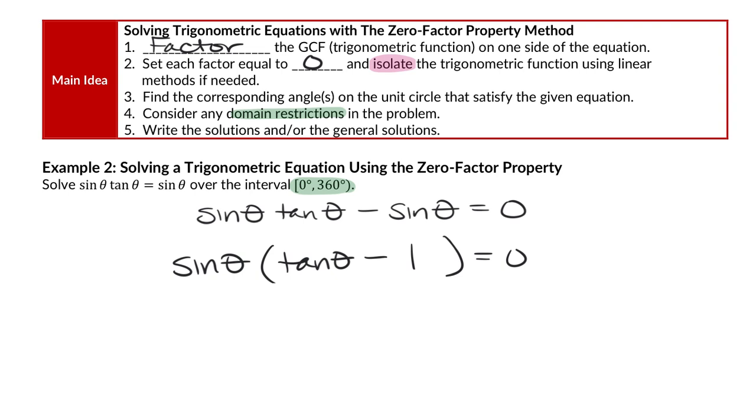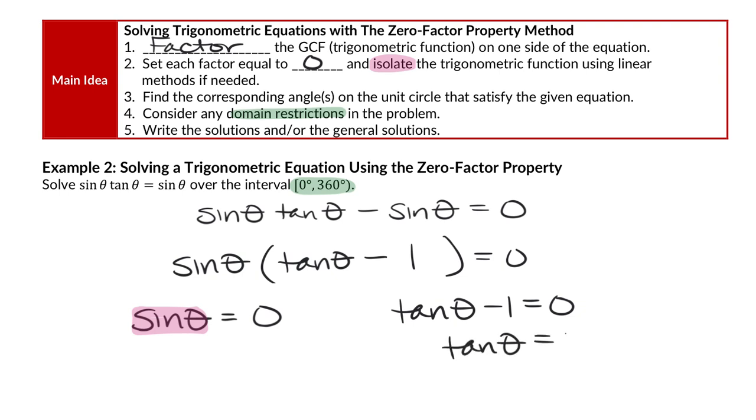Well, now it's factored, so I can set each factor equal to 0. So the first thing equal to 0, and the second thing equal to 0. For this first equation I wrote, sine of theta is straight up by itself, so it's already isolated. But in the second equation that I wrote, is tangent of theta isolated? No. What do I do to isolate it? Add 1 to the other side so that tangent is straight up by itself. So now it is isolated. We've done that second step.